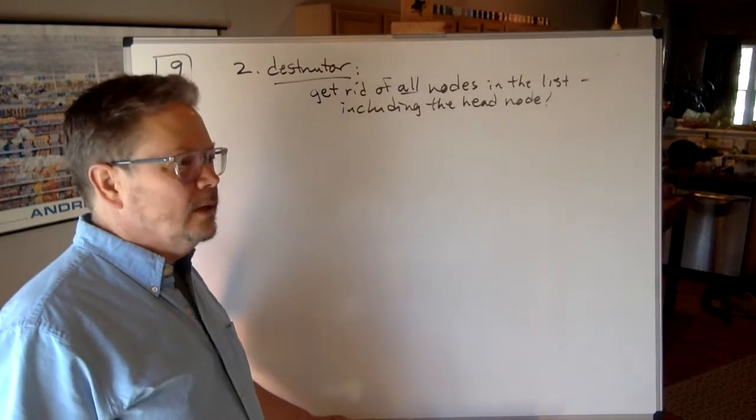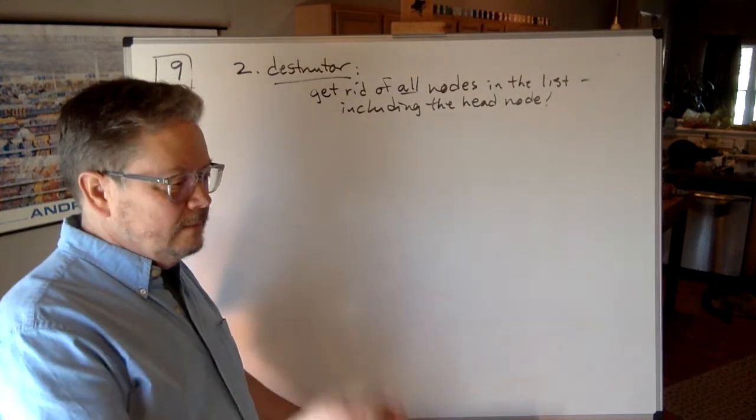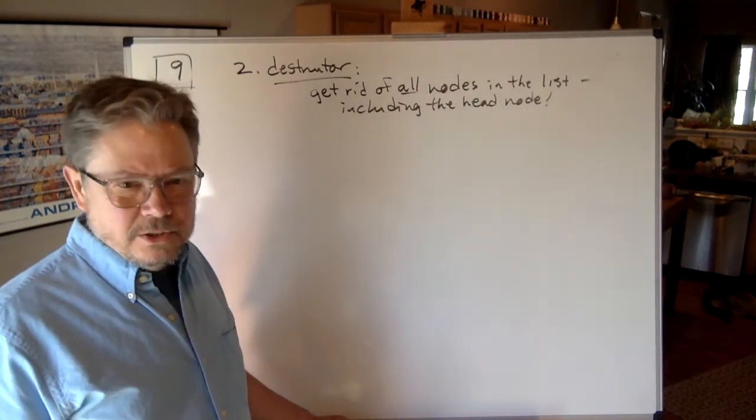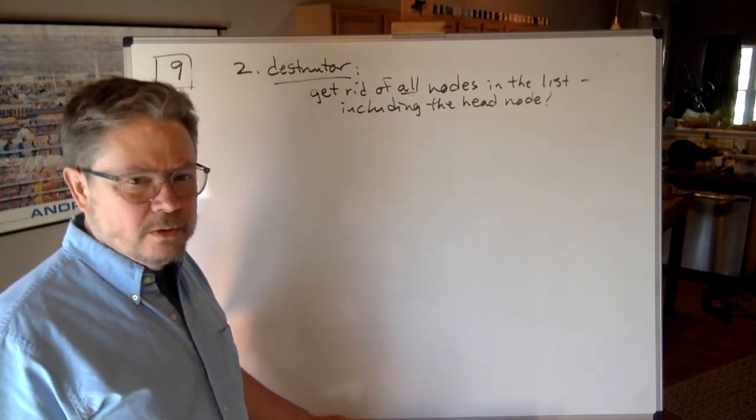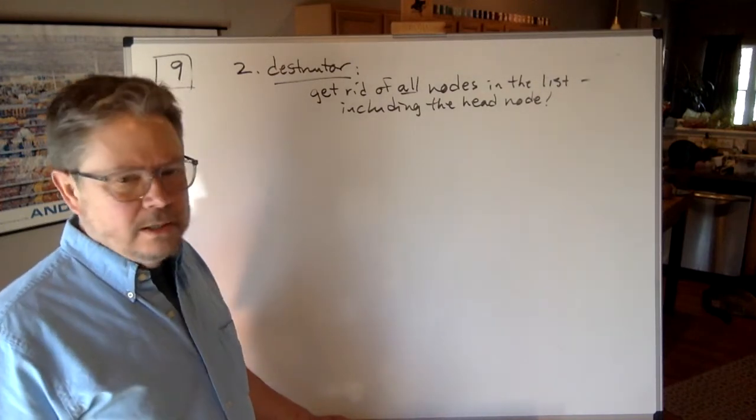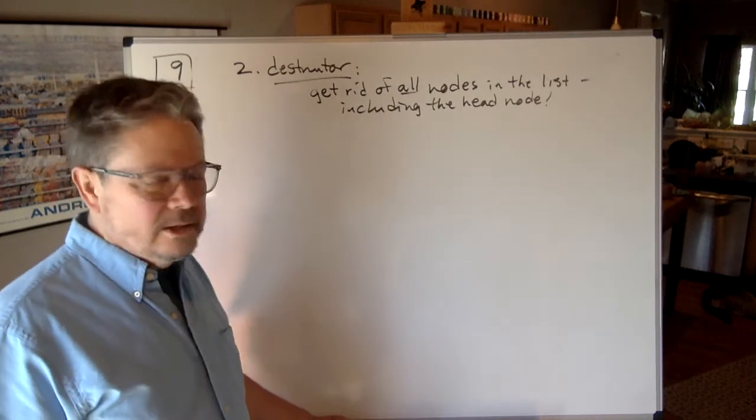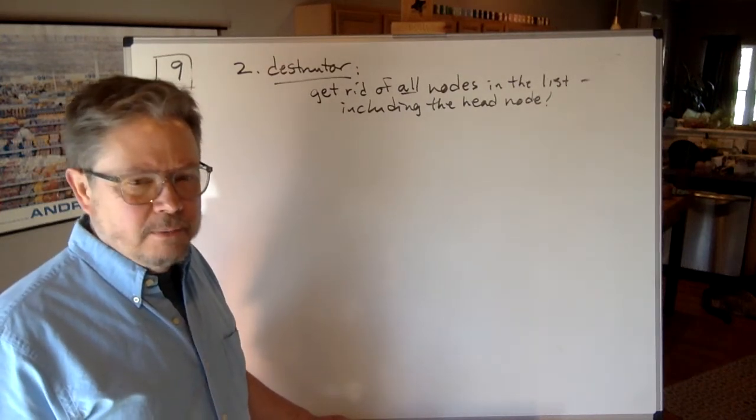The Destructor is the last gasp of the linked list. It's on the way out. It's getting destroyed. It's going away. So there are not going to be any other member functions that are going to be called on a list after the Destructor. It's cleaning up the mess.